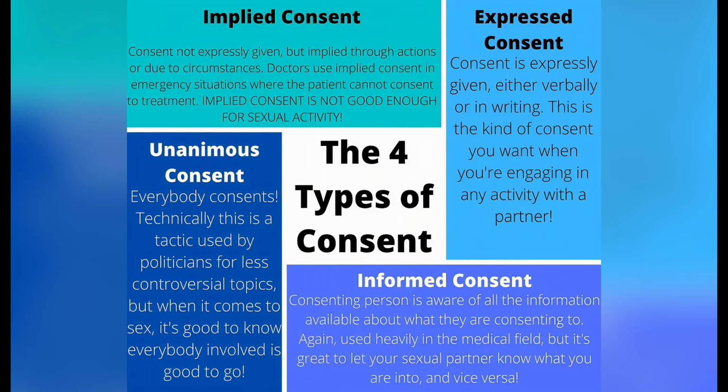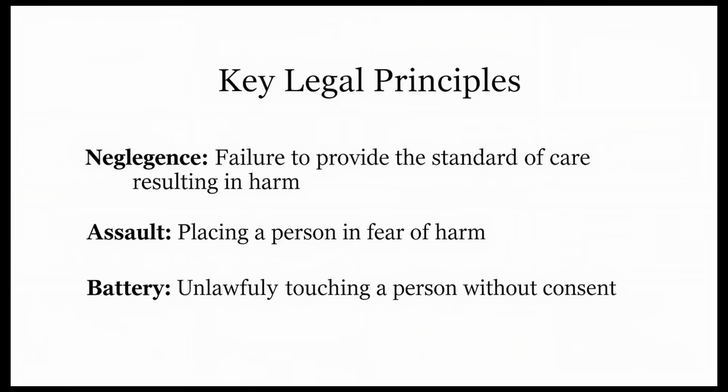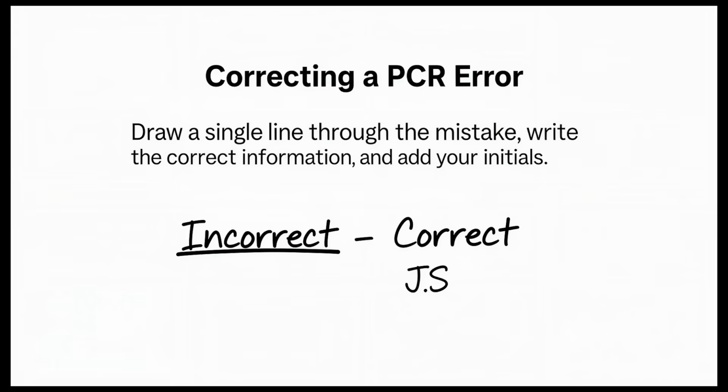Now let's cover medical legal issues. Expressed consent is given by a competent adult. Implied consent is assumed for unresponsive or incompetent patients. Negligence is the failure to provide the standard of care that results in harm to the patient. Assault is placing a person in fear of harm, while battery is unlawfully touching a person. Your Patient Care Report, or PCR, is a legal document. If you didn't document it, it didn't happen.